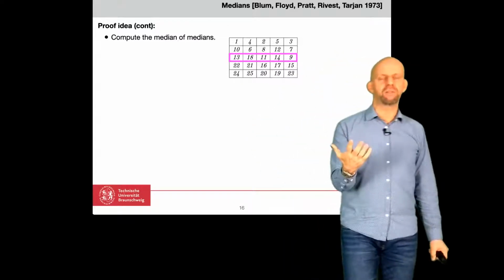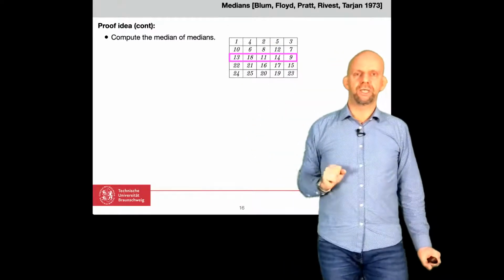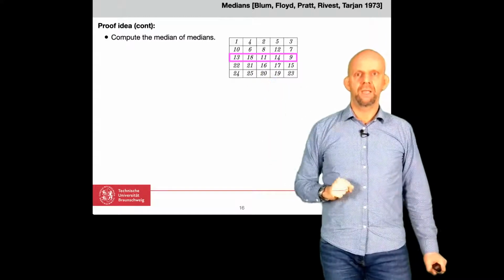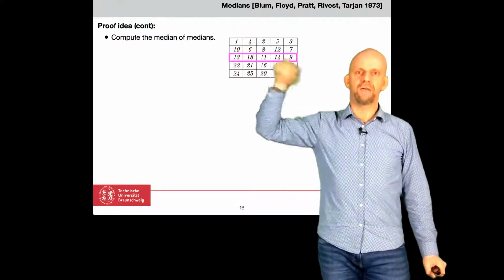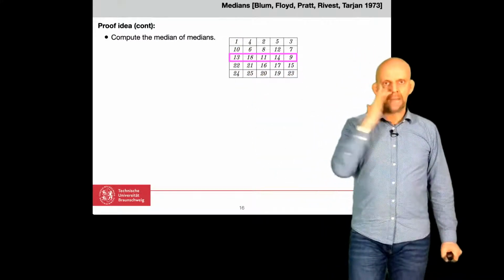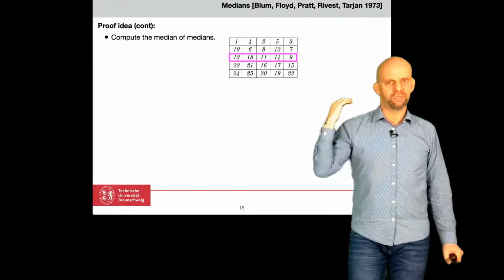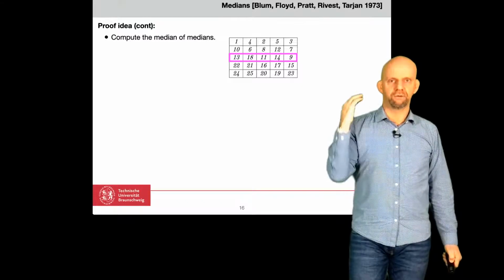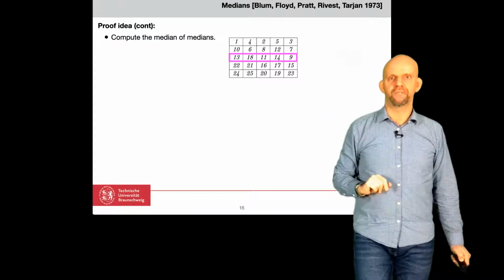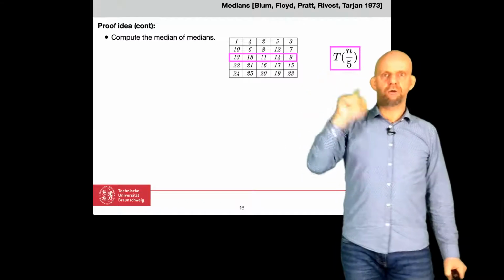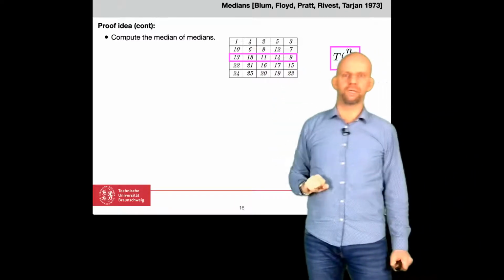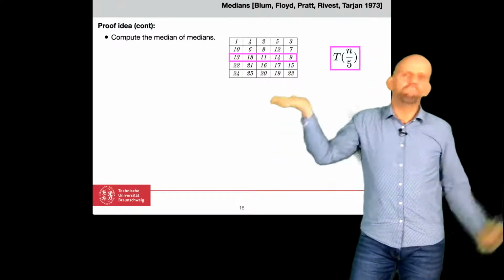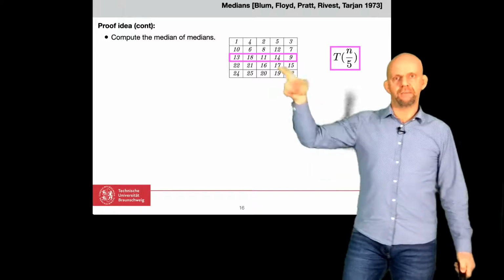Well, we are computing the median, but this is a smaller set. So we started out with n, and how many do we have now? Well, we only have n over 5. And that we compute by using a famous algorithm by Blum, Floyd, Pratt, Rivest, and Tarjan. We do it recursively. That takes T of n over 5. We're not done yet, but this will be done.